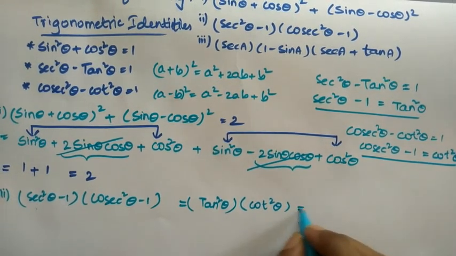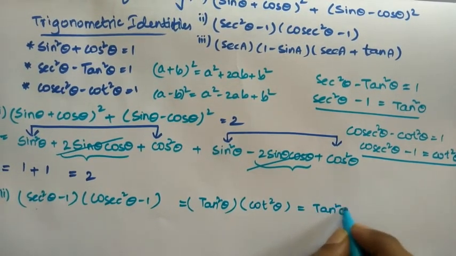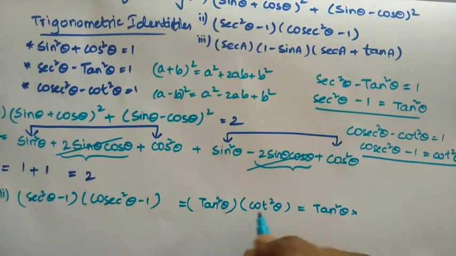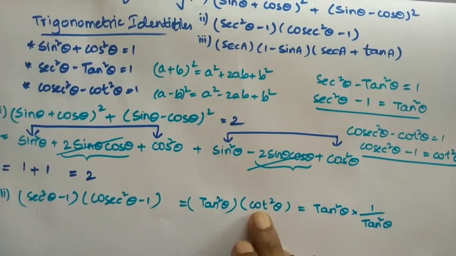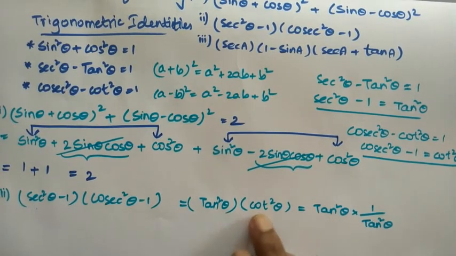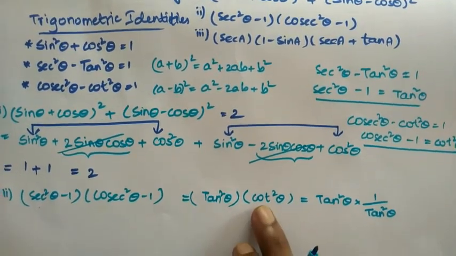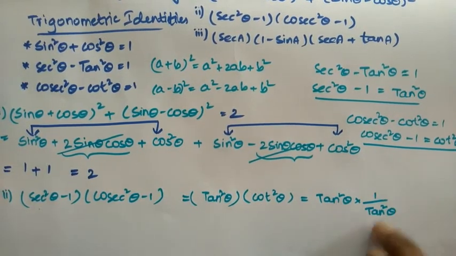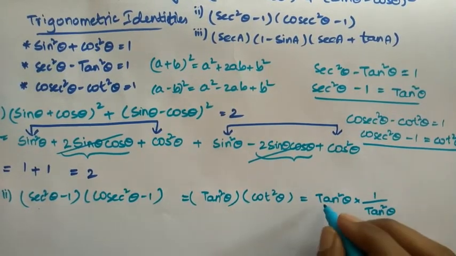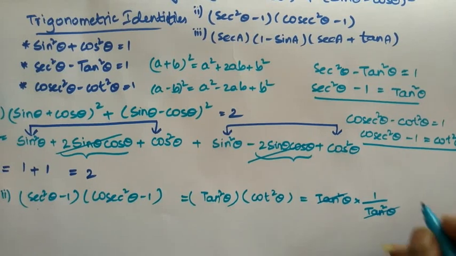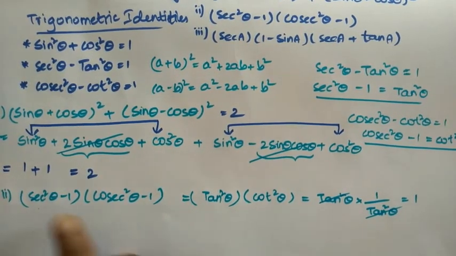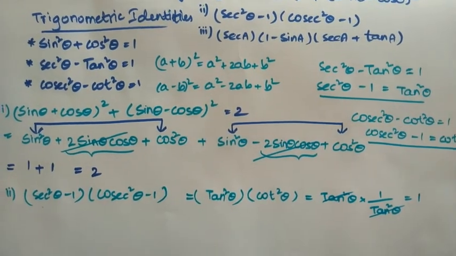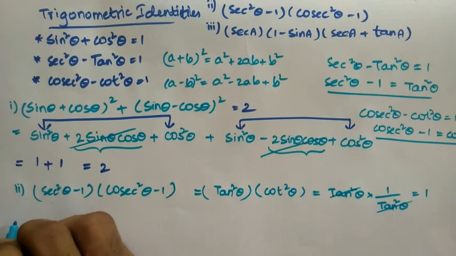Now cot square theta is nothing but 1 by tan square theta, since tan theta and cot theta are reciprocals. In place of cot square theta, I am placing 1 by tan square theta. Tan square theta and tan square theta get cancelled and the answer is 1. So if we solve this value, we get the answer as 1. Now see the third problem.